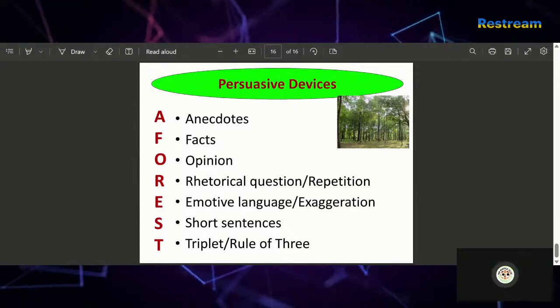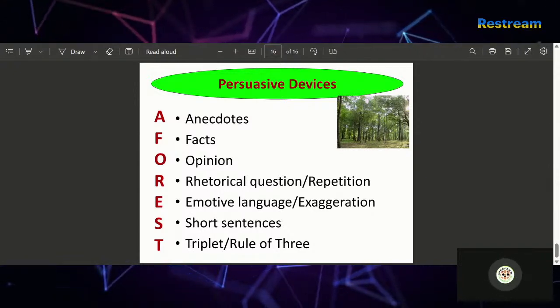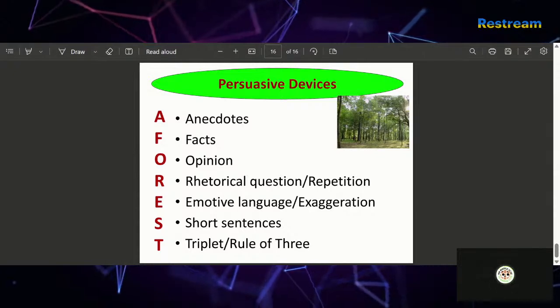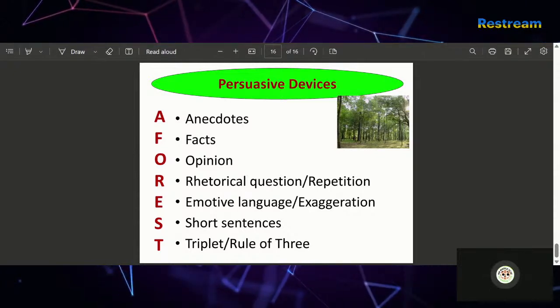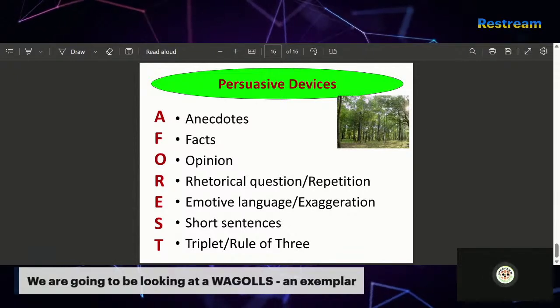So we are going to be looking at a WAGOLL. A WAGOLL, if you don't know already, is what a good one looks like. An exemplar, which got a really high mark. Let's now switch the screen.